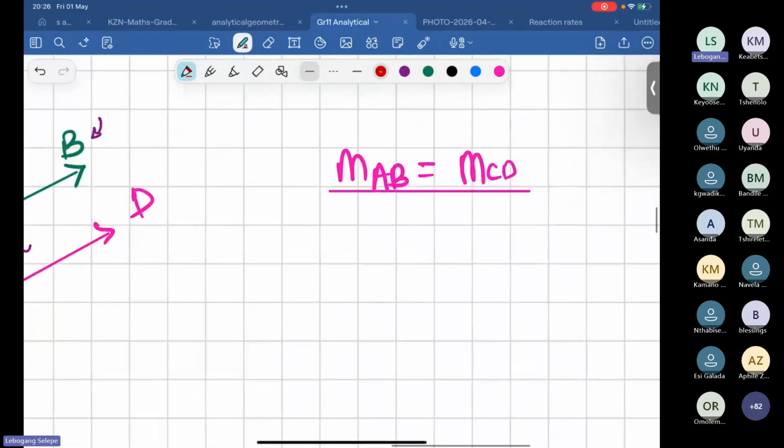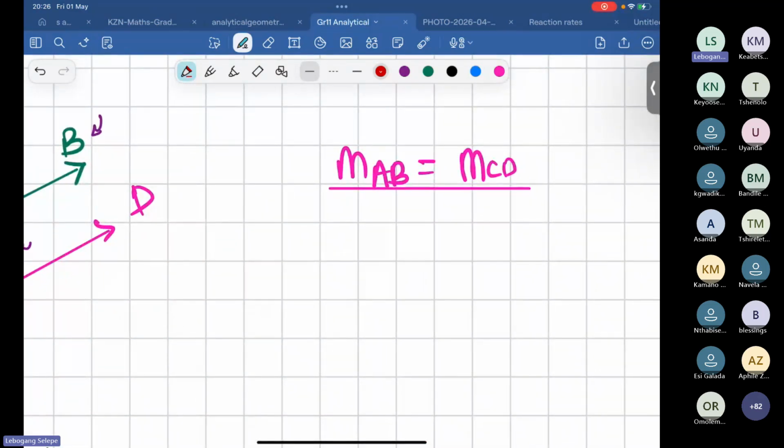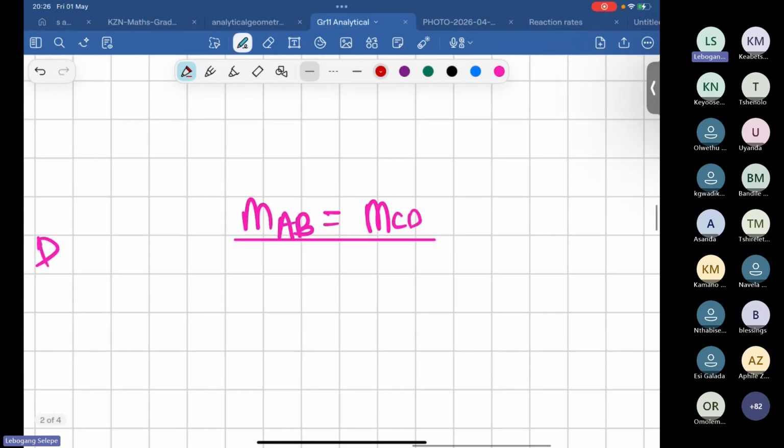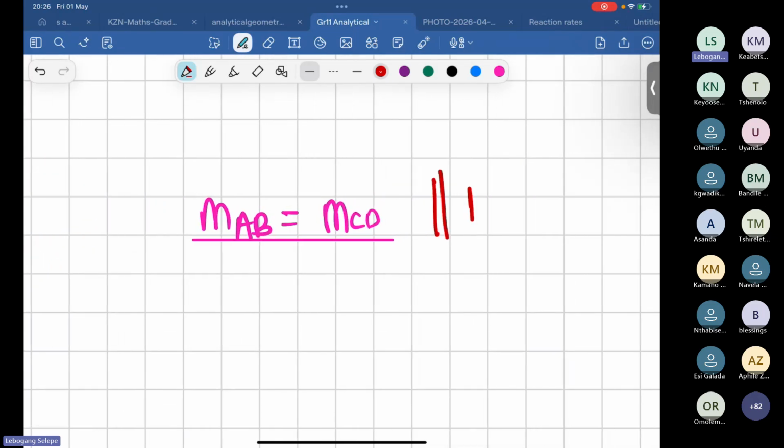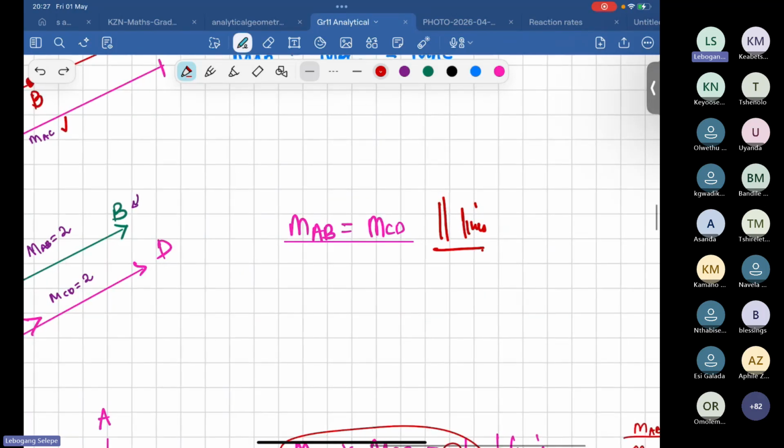So that's how I wrote on this side. The gradient of AB is equal to the gradient of CD. In this case, the reason is because they are parallel lines, right? And don't forget to write the reason, especially if they've given you the gradient of AB and then you're saying the gradient of AB is equal to the gradient of CD. Give the reason. It's very important. Like in Euclidean geometry, tell us why the gradients are the same. So you have to write the reason: parallel lines.